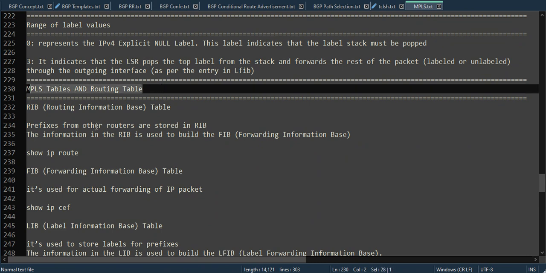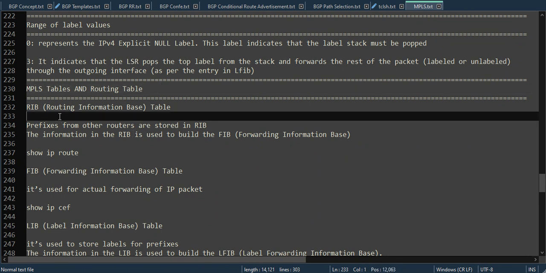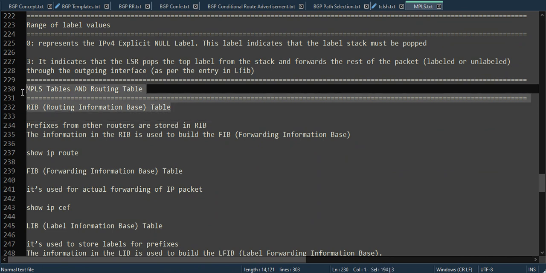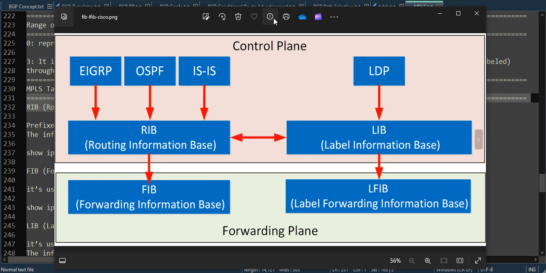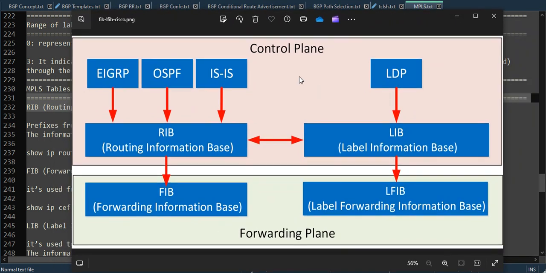Okay, the last part is MPLS tables. First is routing information base table, or RIB. Let's show this picture here. It is our MPLS table. We have control plane and forwarding plane or data plane, control plane and data plane.